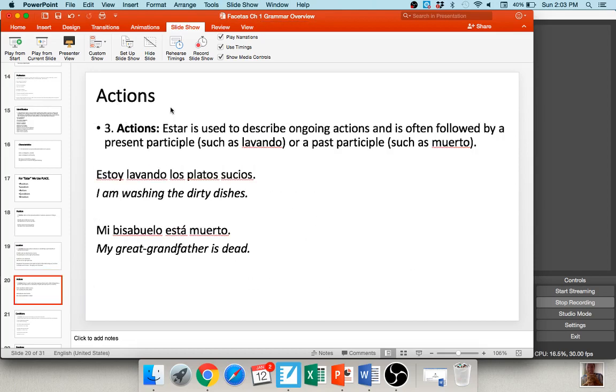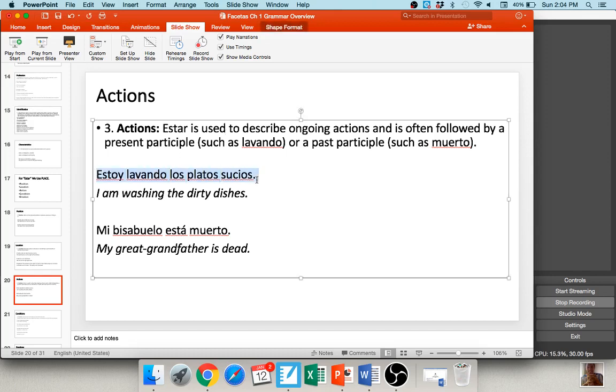With actions, we also use estar, and this is sort of related to something else you're learning this week. Typically, you see actions often associated with one of the progressive tenses, such as the present progressive. For example, you see, estoy lavando los platos sucios. I am washing the dirty dishes. This is an action, because it's something that's ongoing. It does use the present progressive tense with estar and a participle, which we'll talk about more in just a moment. And therefore, this also is going to be considered an action.